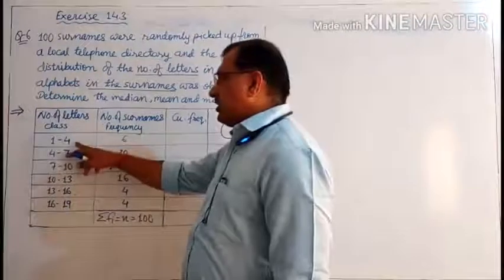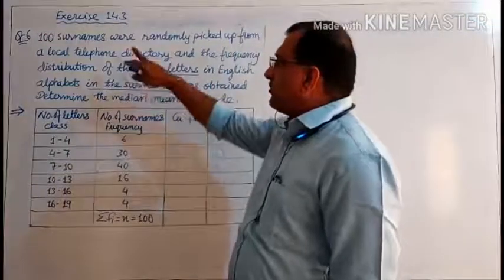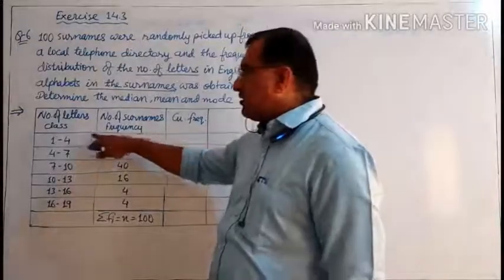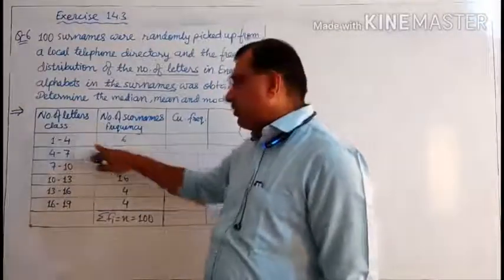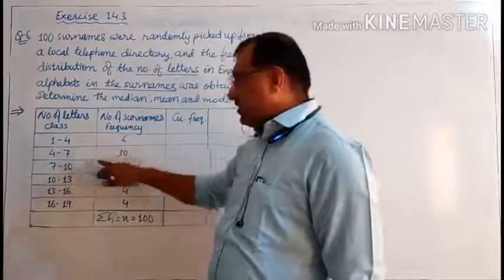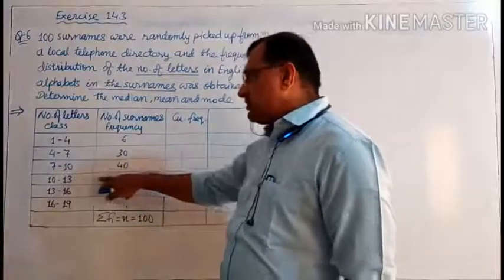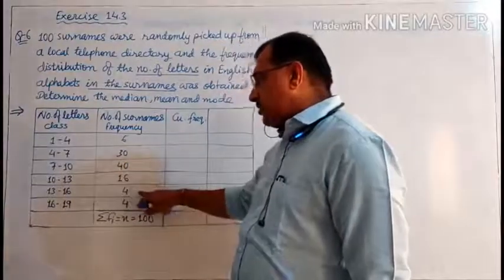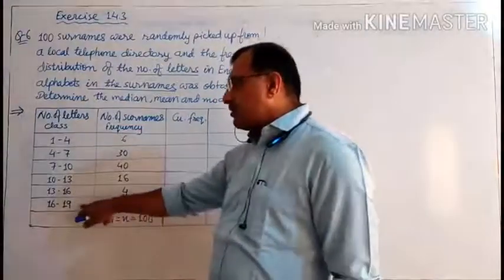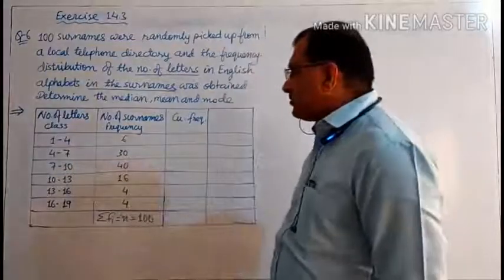Here, for the number of letters 1 to 4, there were 6 surnames. Out of 100 surnames picked up, 6 surnames were such that the number of letters in the surname was 1 to 4. Then 30 surnames had letters 4 to 7. 40 surnames had letters 7 to 10. 16 surnames had letters 10 to 13. And 4 surnames had letters 13 to 16. And 4 surnames had letters 16 to 19. So the number of letters and the number of surnames, the frequency, are given.